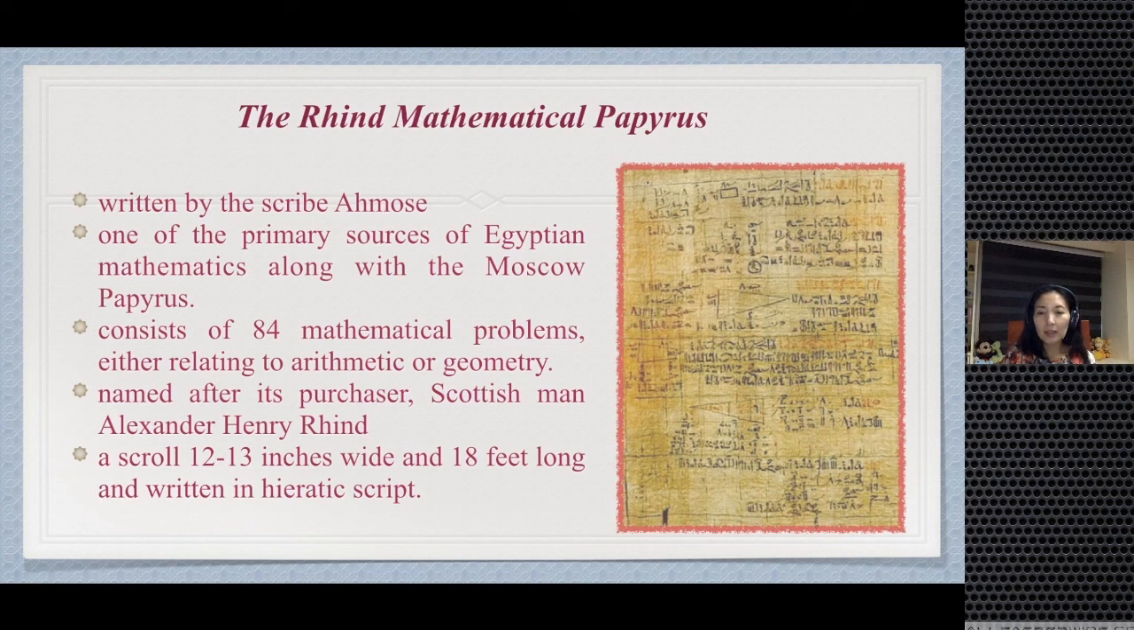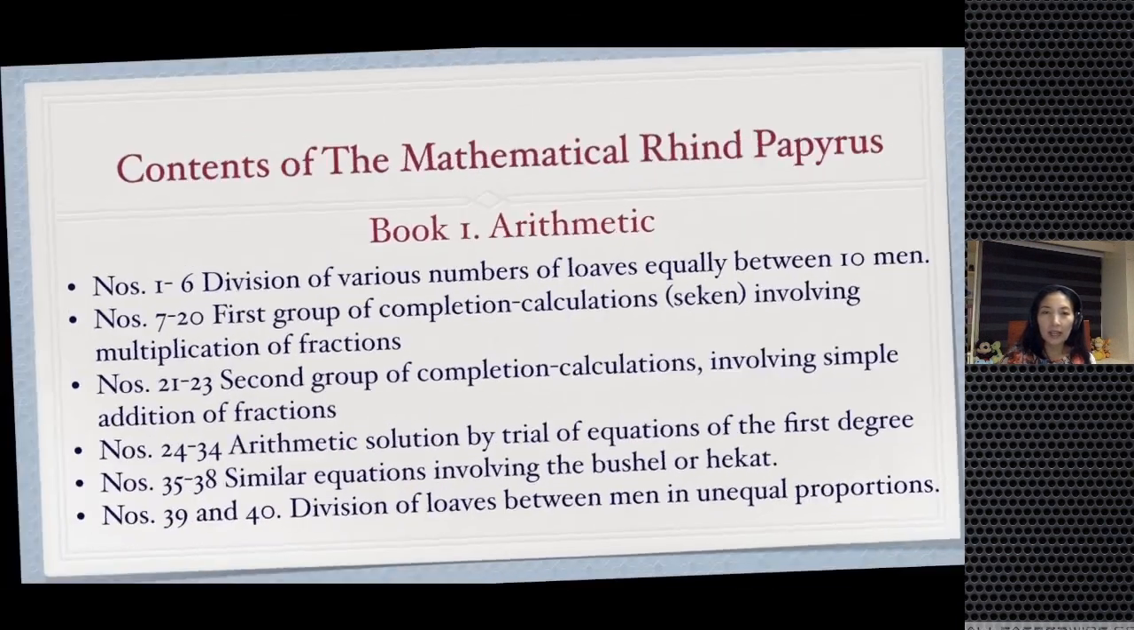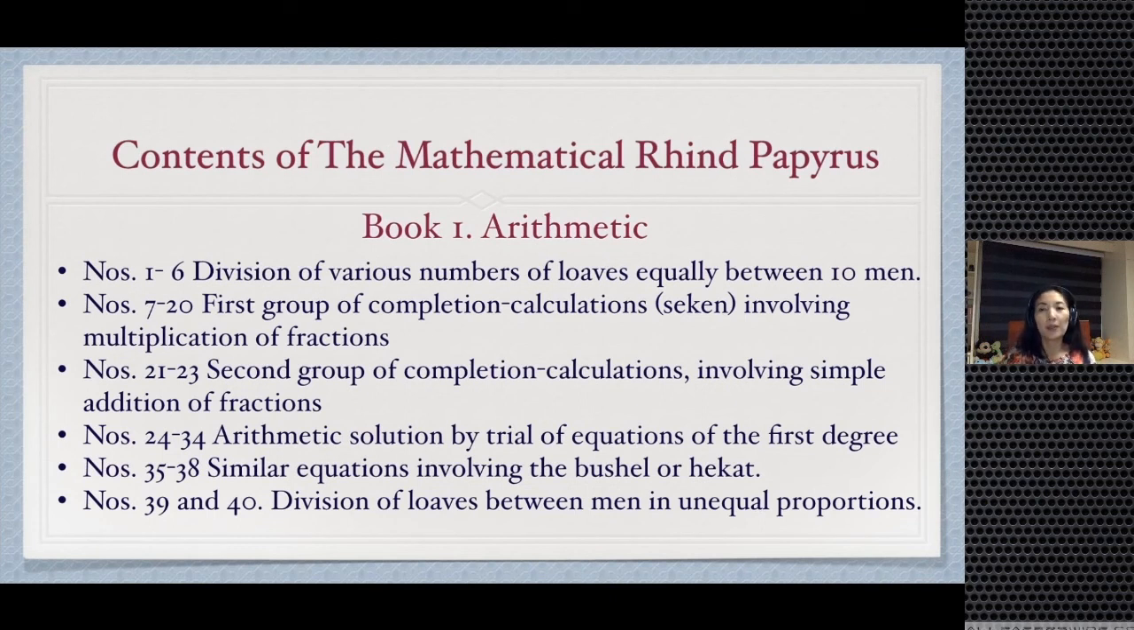It dates back to about 1650 BC. It is a scroll 12 to 13 inches wide and 18 feet long, written in hieratic script. The papyrus is now kept in the British Museum. Now, what are the contents of the Rhind papyrus? It is divided into 3 parts: first an arithmetical part, then a geometrical part, and the other is a collection of miscellaneous problems.